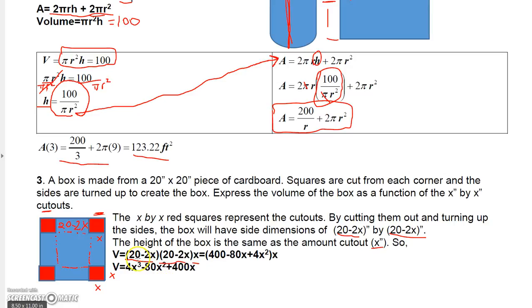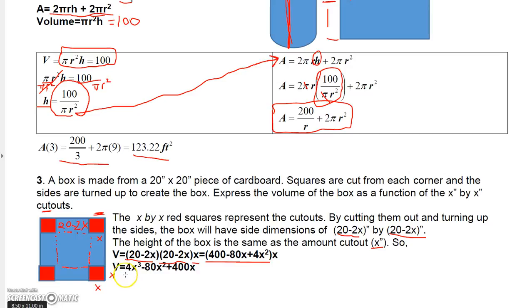When you multiply 20 minus 2x times 20 minus 2x, you're just squaring a binomial, and so I got 400 minus 80x plus 4x squared. Then you multiply that by x, and you get a function that represents the volume in terms of the cutouts.